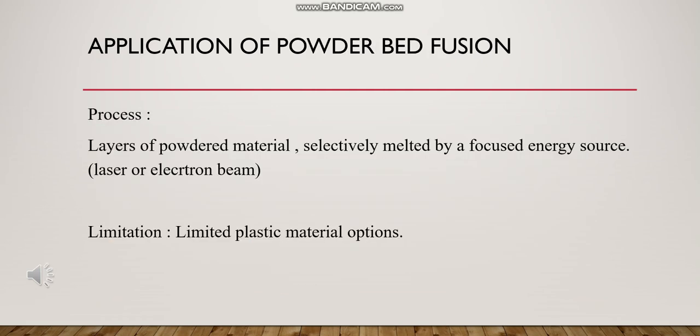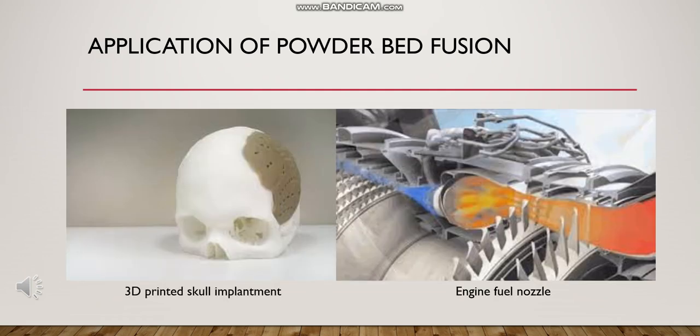The next additive manufacturing method is powder bed fusion. The process is done by layers of powdered material selectively melted by a focused energy source, usually a laser or electron beam. Form and function testing is its application. In the first one, skull printing can be done for accident patients, which can really fit them, by getting information from the actual scan of the patient and developing geometry for transplanting to the body.